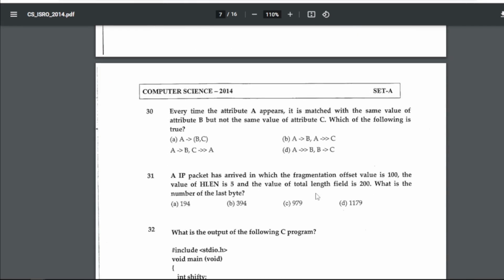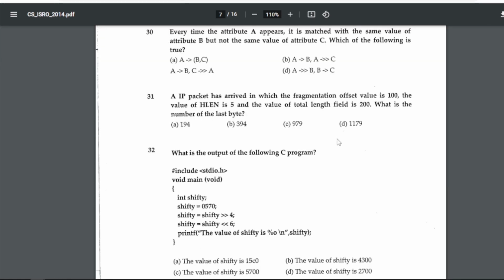Question number 30: every time the attribute A appears, it is matched with the same value of attribute B, but not the same value of attribute C. Which of the following is true? So for 30, our answer will be B, that is A determines B and A does not determine C. Question number 31 is asking that an IP packet has arrived in which the fragmentation offset value is 100, the value of HLEN is 5 and the value of total length field is 200, right? So what is the number of the last byte? So if you solve this, you will get the answer as C, that is 979.